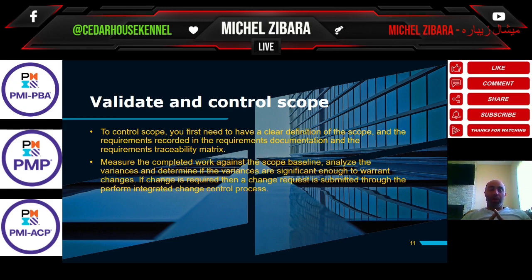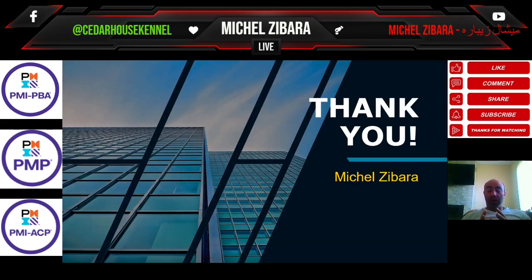Okay, as part of validate and control scope, measure the completed work against the scope baseline, analyze the variances and determine if the variances are significant enough to warrant changes. If a change is required, then a change request. That's what we have discussed just now. I think with that we have reached our last presentation.